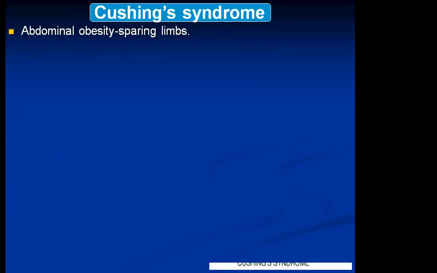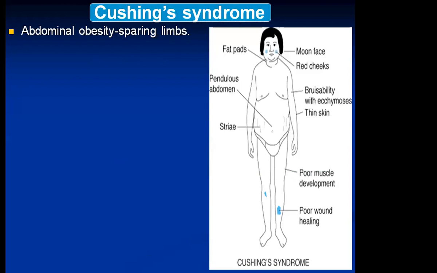Now moving on to Cushing's syndrome, what are the various features? So here are the various clinical features of Cushing syndrome. First is abdominal obesity, typical abdominal obesity, but this obesity or the fat deposition is not seen over the limbs. So it spares the limbs. The face appears like a moon, like it is a round edematous face having acne and hirsutism.